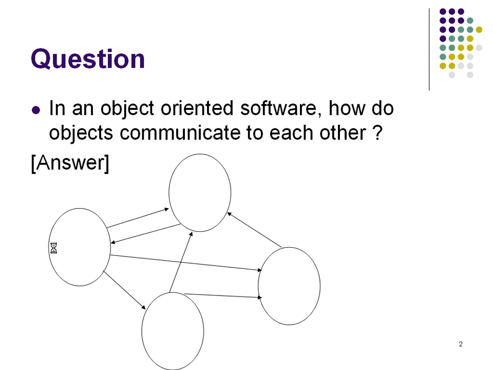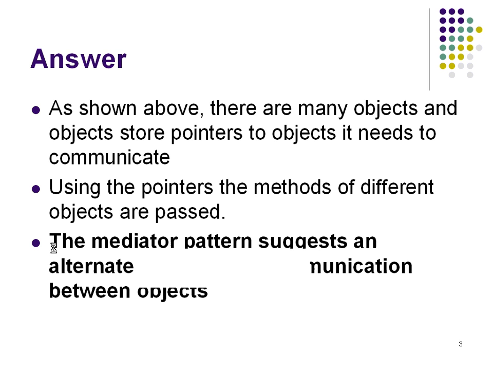So that's what this picture explains. If I have 4 objects in my application, this one will have a pointer to this object, and then using this pointer it is going to invoke a method of this particular object. So as shown above, in a sense there are 2 components. One is having a pointer to the object, and then using that pointer you invoke the method of the different object. So all the mediator pattern talks about is, it suggests an alternative way of enabling communication between objects.